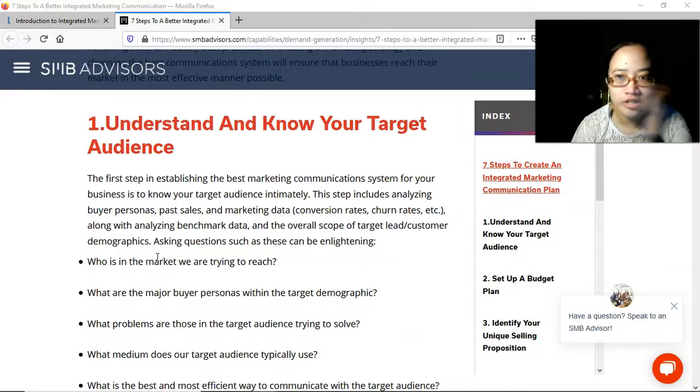So proceeding to the actual steps in creating an IMC plan. First is to understand and know your target audience. The first step in establishing the best marketing communication system for your business is to know your target audience intimately. This step includes analyzing buyer personas, past sales, and marketing data, conversion rates, churn rates, etc., along with analyzing benchmark data and the overall scope of target lead or customer demographics.